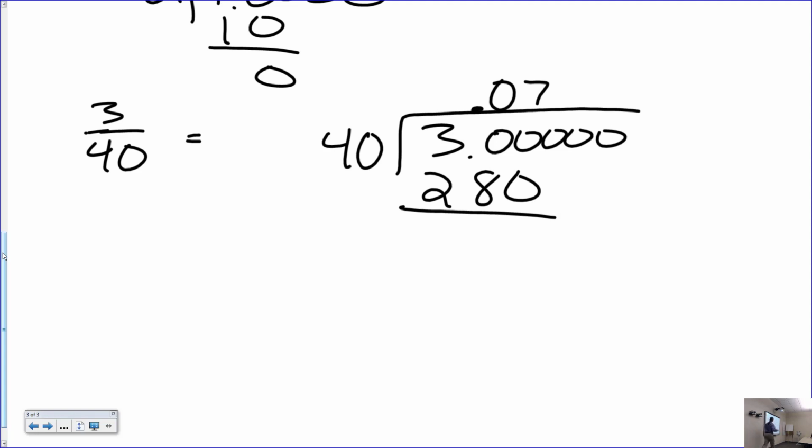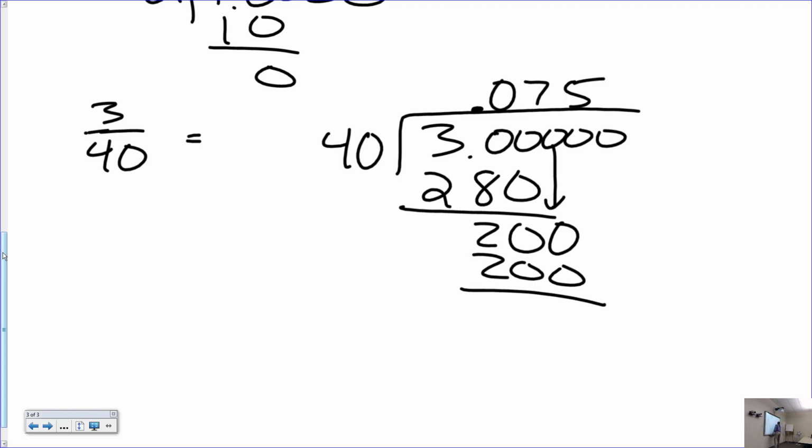300 minus 280. Not 0 yet, folks. What do you get to do after you subtract? You get 1 free 0 dropping down. And then how many times does 40 go into 200? 5. And the nice thing about that is that it's exactly even once you get to 0. Now you have a terminating decimal, and there's your answer, right? 3/40ths is the same as 75 thousandths, or 0.075. Okay? I'm going to expect you to be able to do this, folks. Without a calculator. Alright?